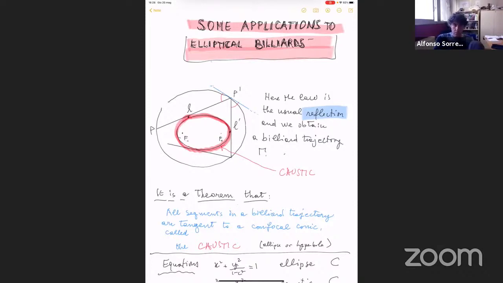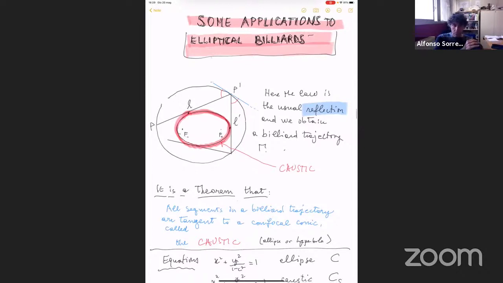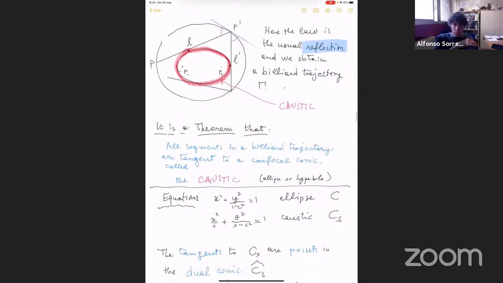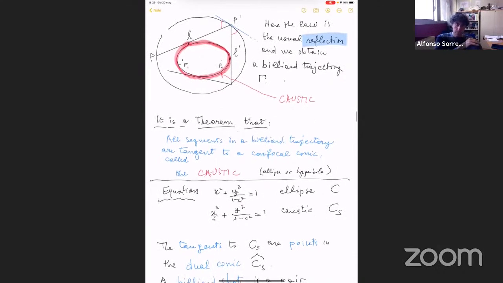It says that if you take a billiard trajectory inside a fixed elliptical billiard, all the segments in the trajectory are tangent to the same confocal conic, and this is called the caustic. It may be an ellipse, like in the picture, or also a hyperbola. So to each billiard trajectory is associated a caustic.